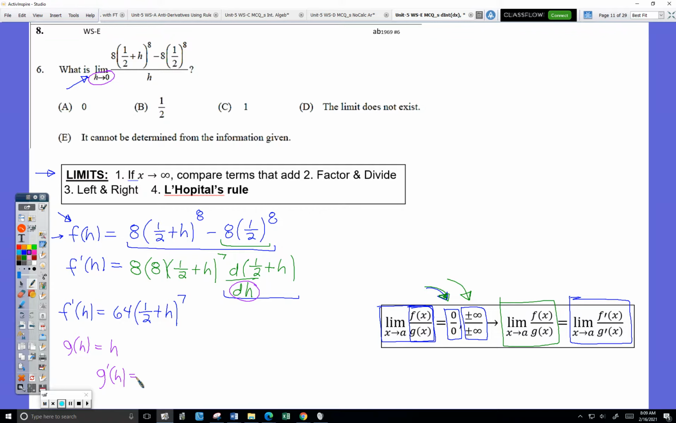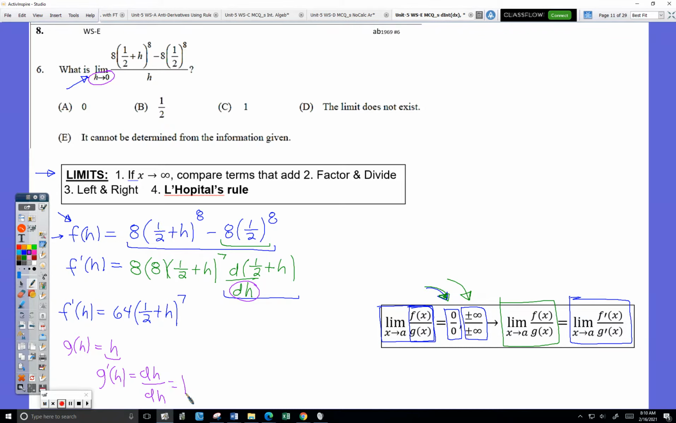Close. So here's our g of h. We want to take the derivative of that with respect to h, because h is the input variable in this problem. So it turns out to be 1. How many knew it? Points 3 for Cambria.